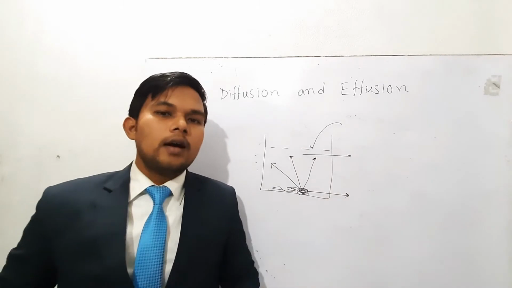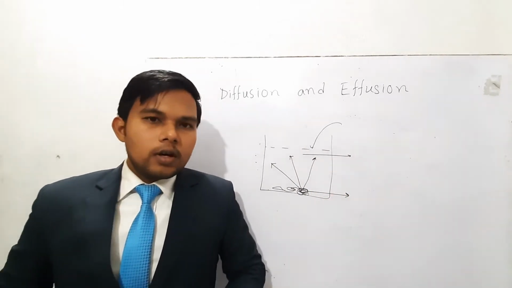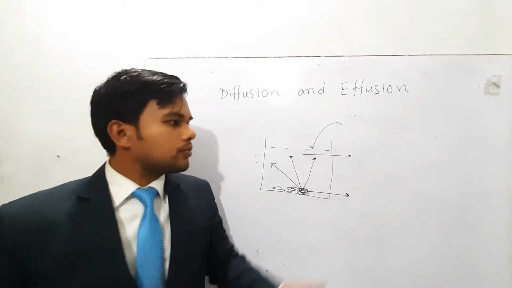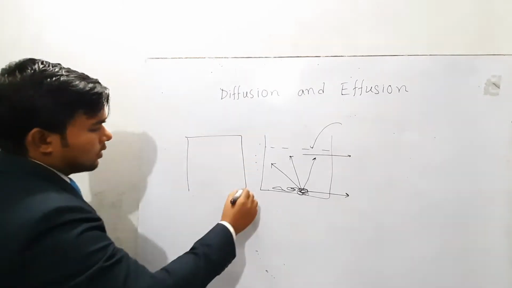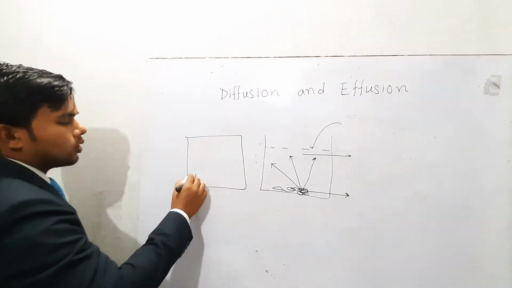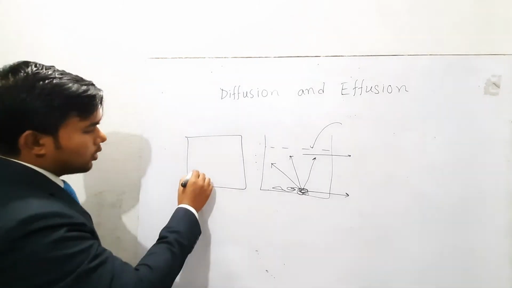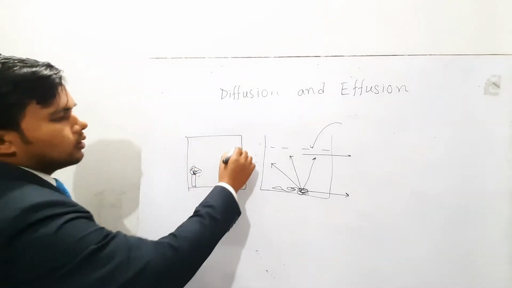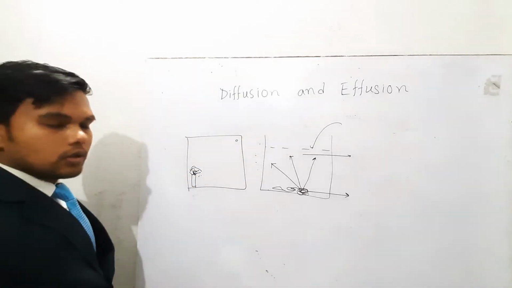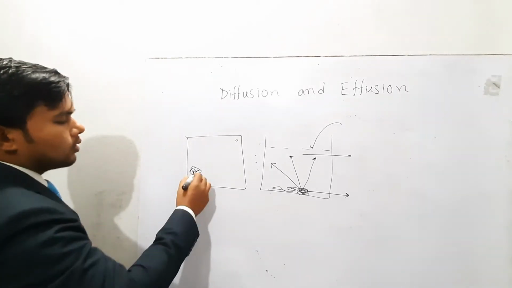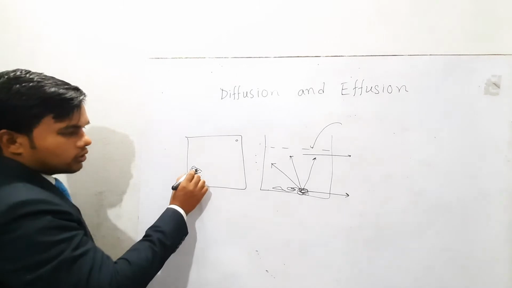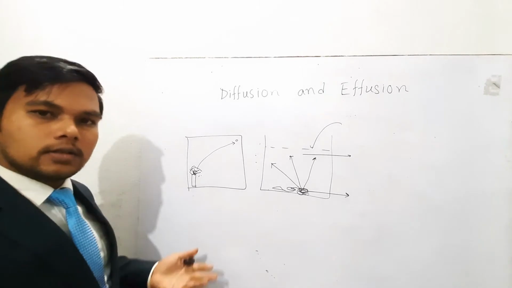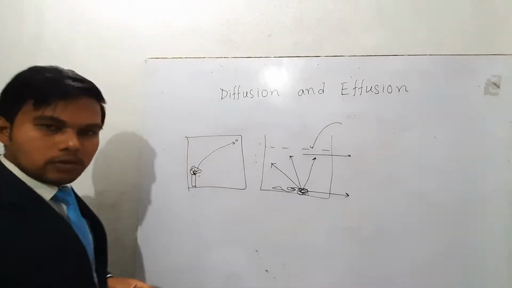When we put a perfume bottle in the corner of the room with the lid open, the perfume comes out. This is the room, and we put the perfume bottle in the corner. Near the bottle the concentration of perfume is higher, and far away the concentration of perfume is lower. So the perfume molecules go from the high concentration region to the low concentration region, and in that case no pressure is needed. This process is known as diffusion.